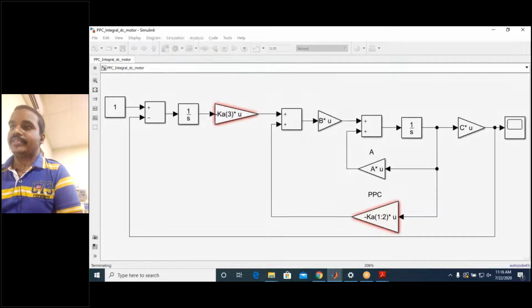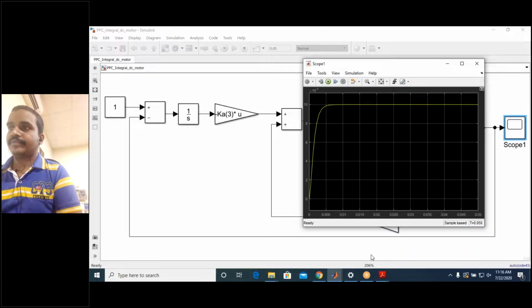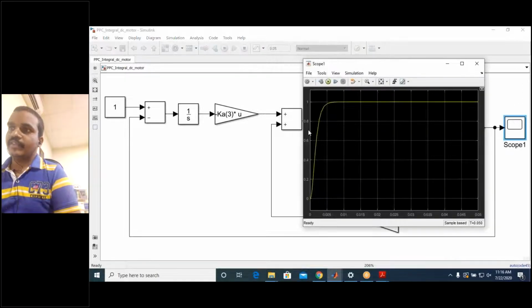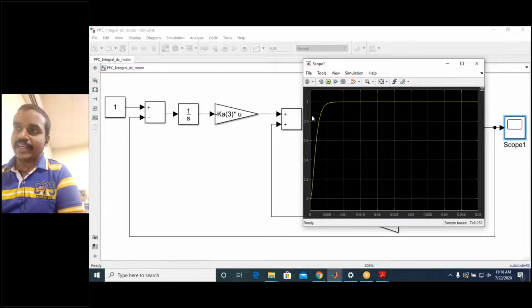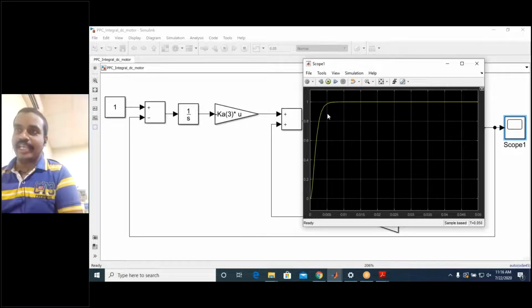If I run this one, it now ran very quickly. And you can see that now from the 0 it has started and it has reached 1. So the steady state error is 0. So the same things we have seen through the coding as well as through the Simulink.